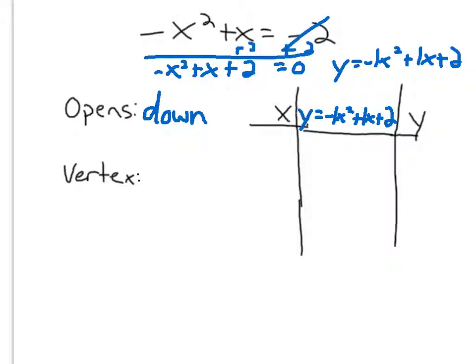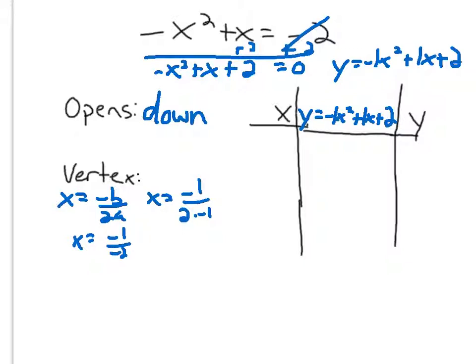Okay, next thing we need is the vertex, because that's the center of our graph. So we're going to find the vertex. And again, the x-coordinate of the vertex is the opposite of b over 2a. So in this case, our x-coordinate is the opposite of b, which is negative 1, all over 2 times my a, which is negative 1. So x equals negative 1 over 2 times negative 1, which is negative 2, which is 1/2. Okay, so the x is 1/2.